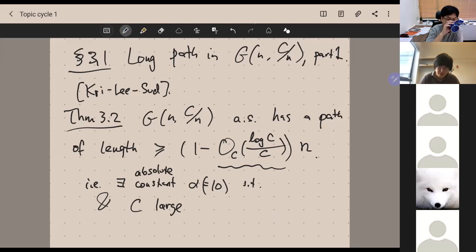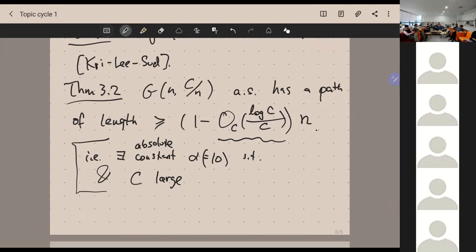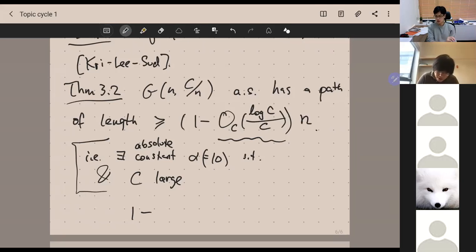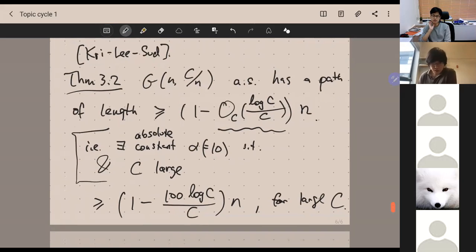Maybe the notation needs some explanation here. So maybe let me just write it has length at least 1 minus, say, 100 log C over C times n, for large C. Maybe 1000, you have to plug in some absolute constant, also sufficiently large.